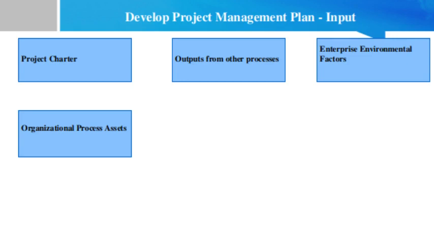Output from other processes. Output from many of the other processes described is integrated to create the project management plan. Subsidiary plans and time baselines that are output from other planning processes are input to this process.